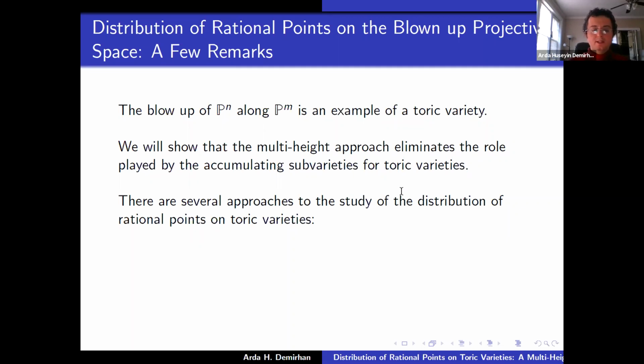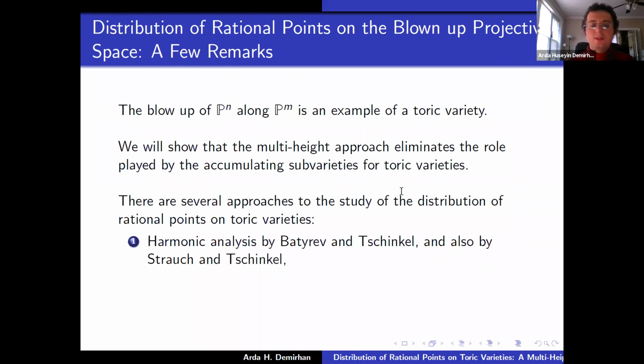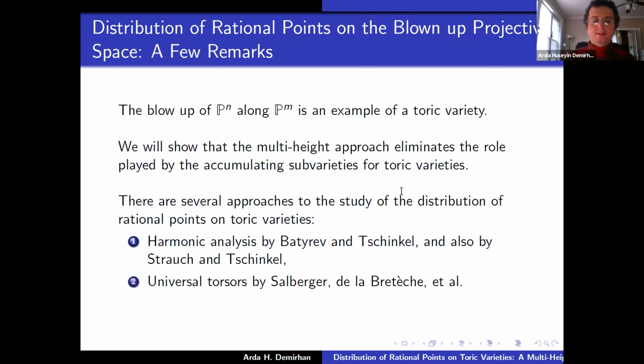Before getting started with toric varieties, I'd like to point out that several methods have been employed to study the distribution of rational points on toric varieties. For example, harmonic analysis was used by Batyrev and Tschinkel, and also by Strauch and Tschinkel. These are the sources that I use the most, so that doesn't mean this list is exclusive. On the other hand, Salberger and de la Bretèche employed universal torsors.